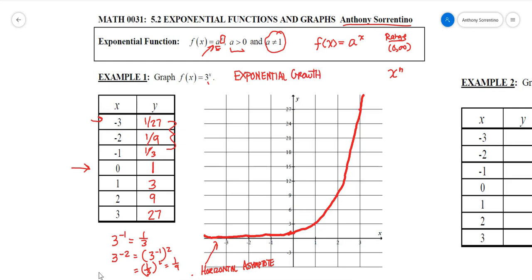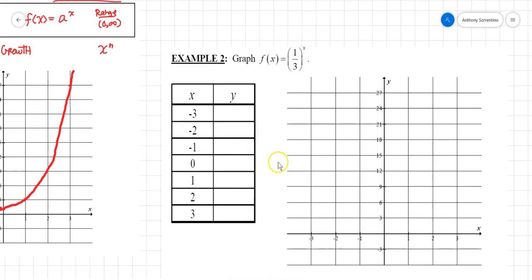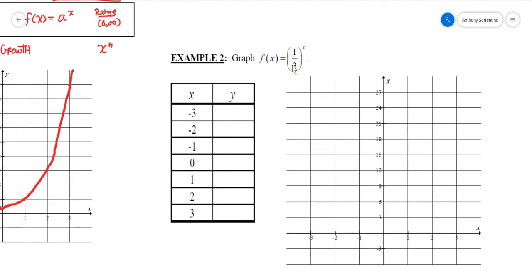For example 2, we deal with a very similar function, and you're going to see a lot of the same numbers in it because we're doing 1/3 to the x power. Well, 1/3 is just the reciprocal of 3. So you're going to see some of these numbers just in different spots. Like for instance, if I do 1/3 to the 0 power, that's 1. If I do 1/3 to the first, well, that's 1/3. 1/3 squared, that's 1/3 times 1/3, that's 1/9. 1/3 cubed is 1/3 times 1/3 times 1/3, that's 1/27.